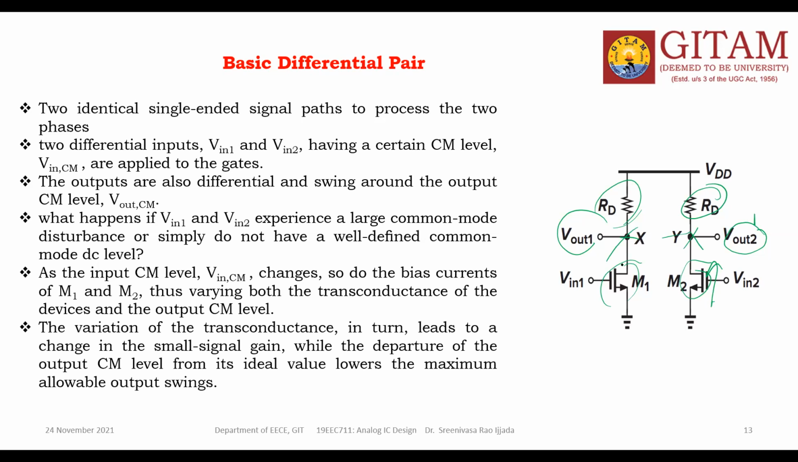The variation of transconductance in current leads to a change in the small signal gain, while the output CM level comes to a higher value, lowering the maximum voltage. The variation of CM leads to a change in the small signal gain.